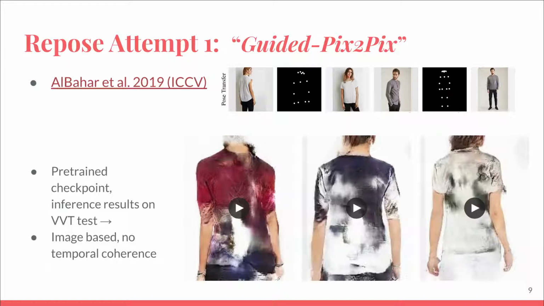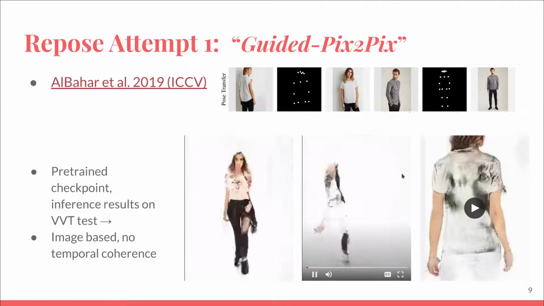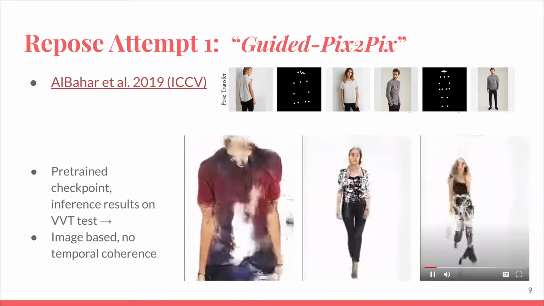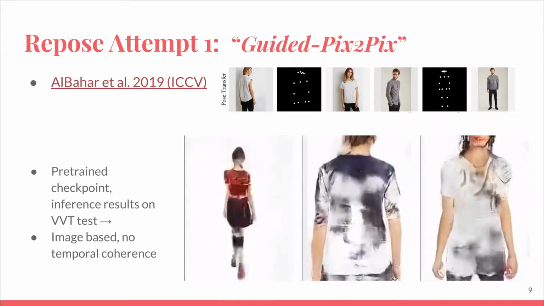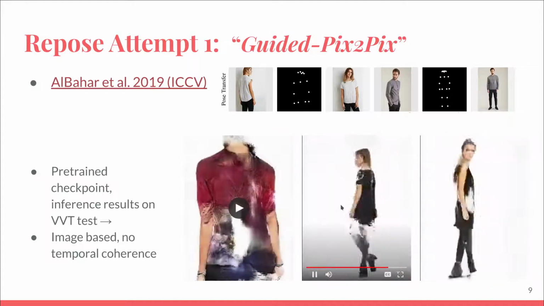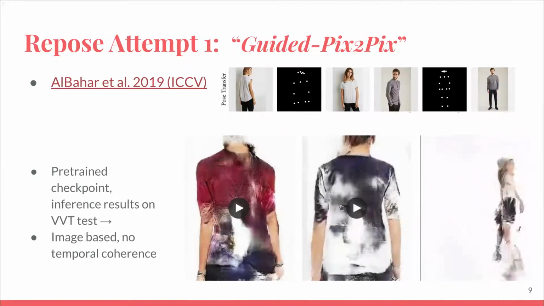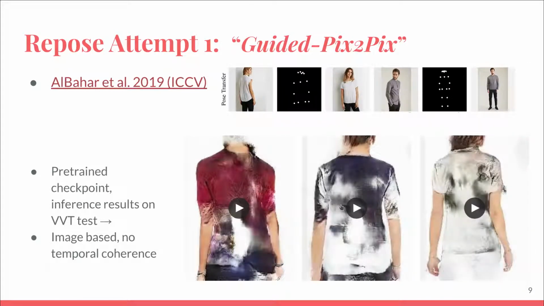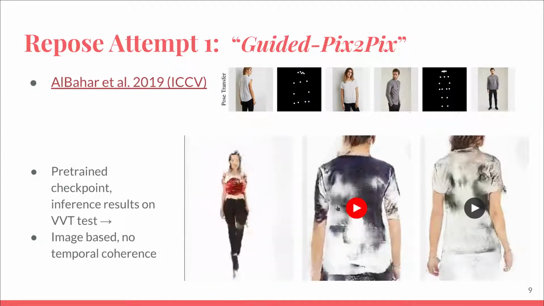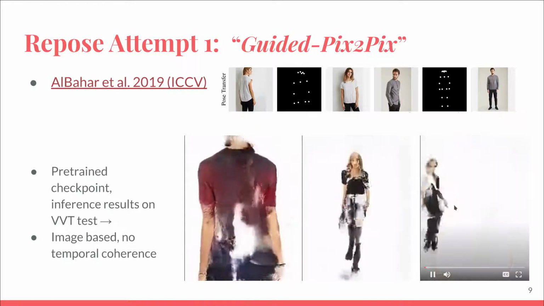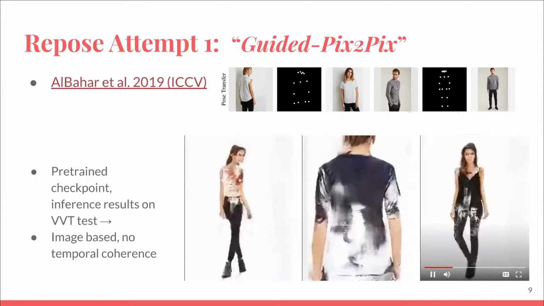Now, when we use the pre-trained checkpoint on the VVT test set, the inference results were not the best. As you can see, the temporal coherence is quite bad, and there are lots of flickering artifacts. But this is somewhat expected, as the guided Pix-to-Pix repository is entirely image-based and is not meant to be temporally coherent.